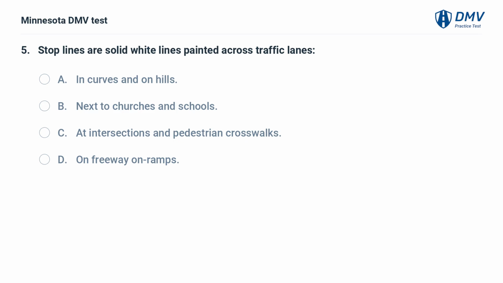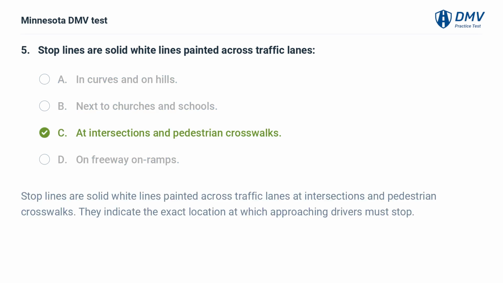Stop lines are solid white lines painted across traffic lanes. A. In curves and on hills. B. Next to churches and schools. C. At intersections and pedestrian crosswalks. D. On freeway on-ramps. C. At intersections and pedestrian crosswalks.